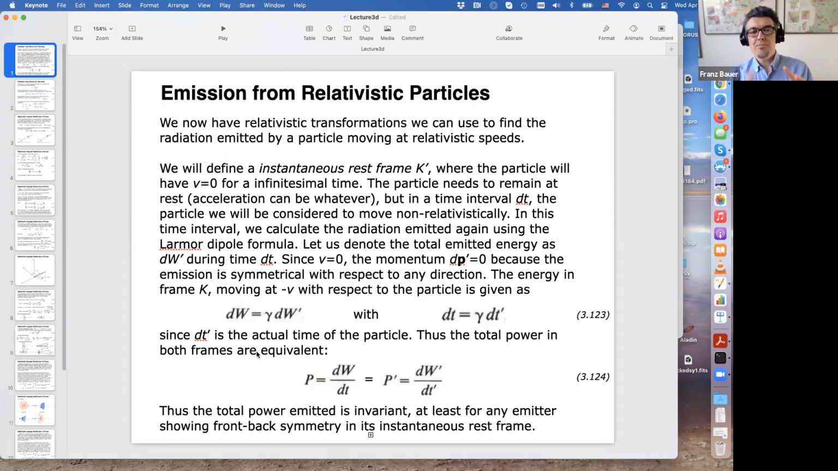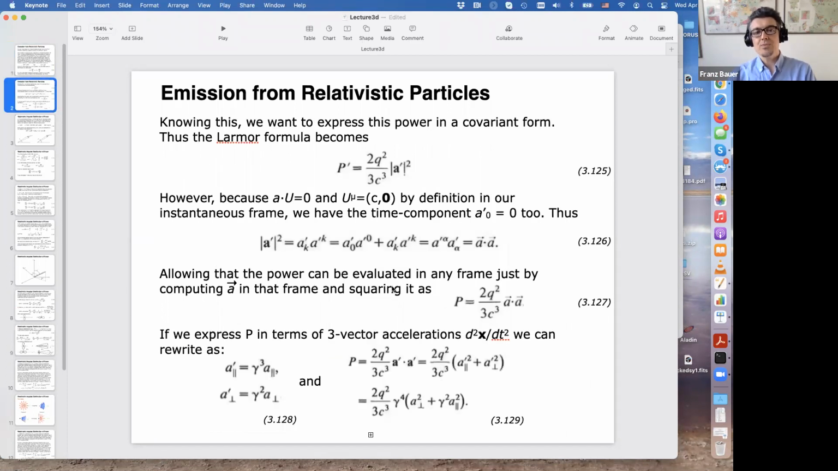And so the total power might be conserved, but the directionality of it is not conserved. And so we went on to calculate what this would be using some of the formalism of the Larmor equation, dividing it into perpendicular and parallel components, transforming those, and we get very severe transformations of both of them.